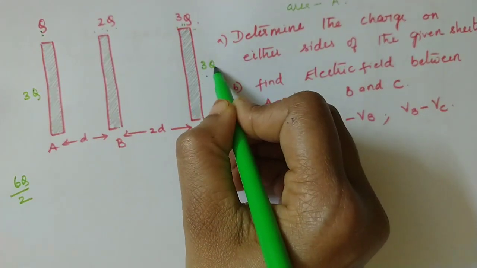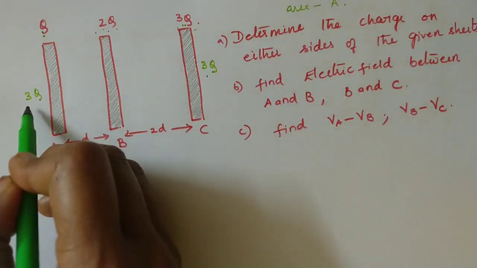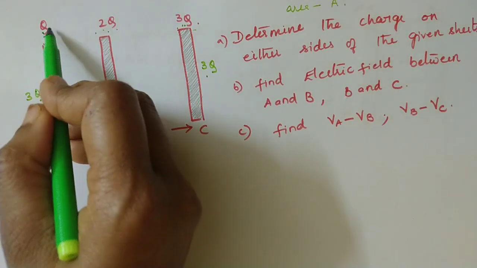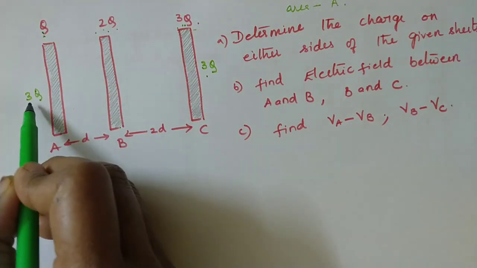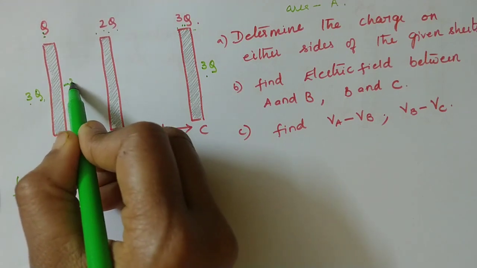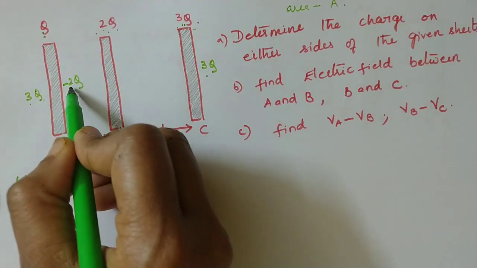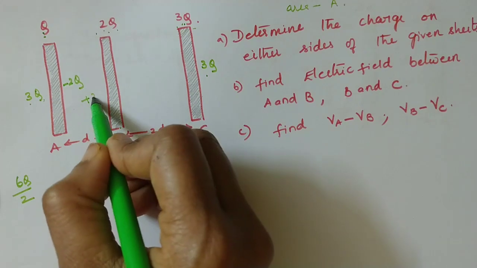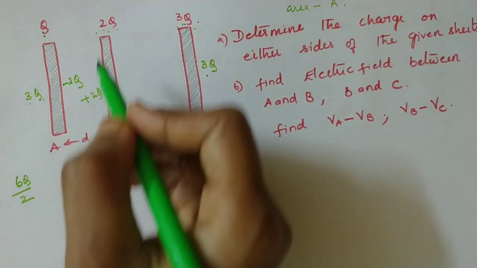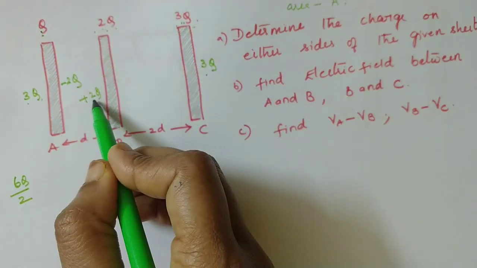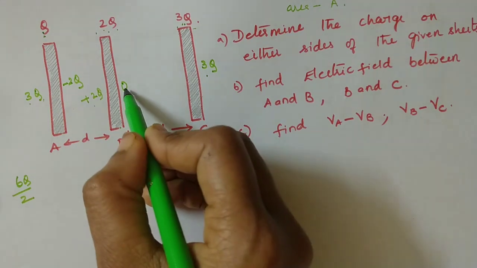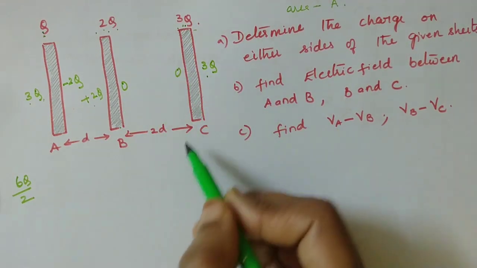Even here you will get the charge 3Q. Once you get this, start from the left plate. Total charge on the first plate is Q. If you have 3Q here, what should be the charge on the other side? Minus 2Q. If this is minus 2Q, this should be plus 2Q, because the facing plates always have equal and opposite charge. Already 2Q is existing, so this side charge will be 0. If this is 0, this will also be 0.